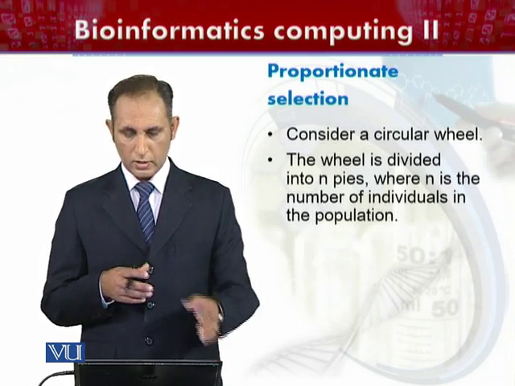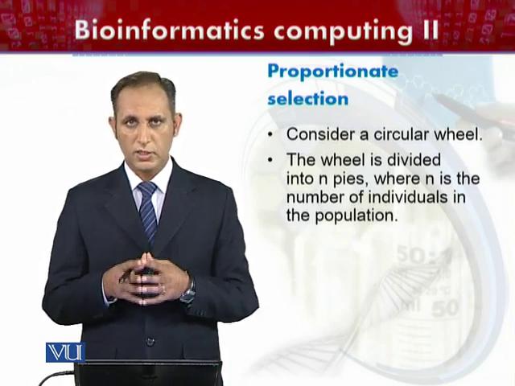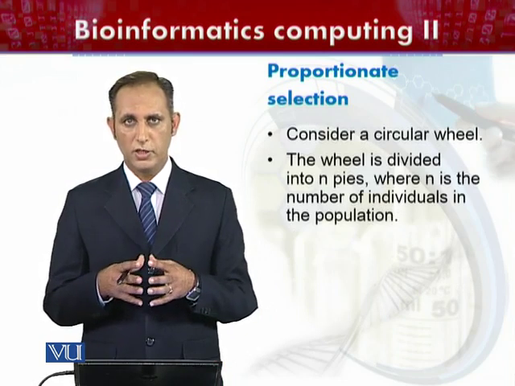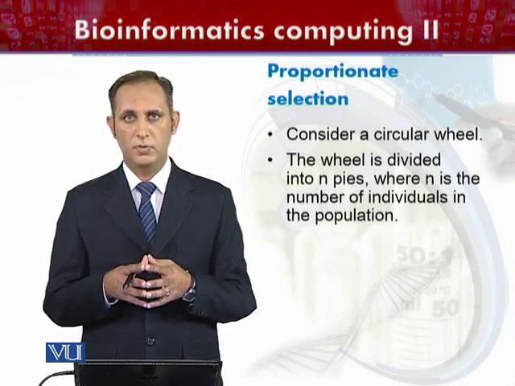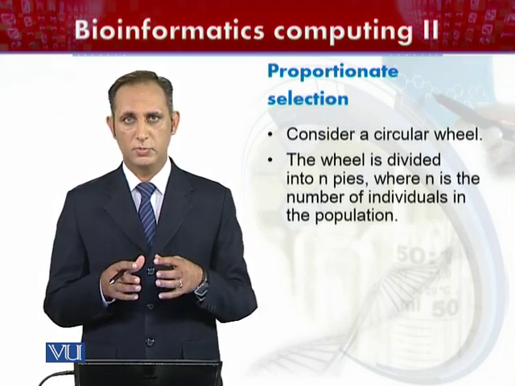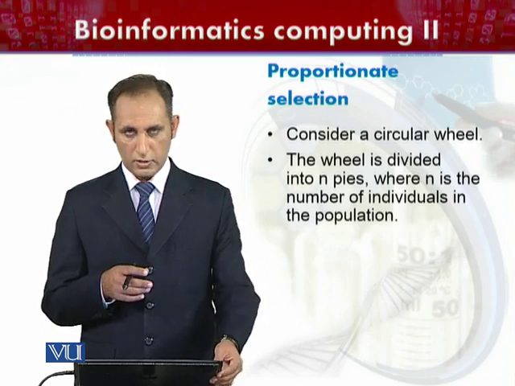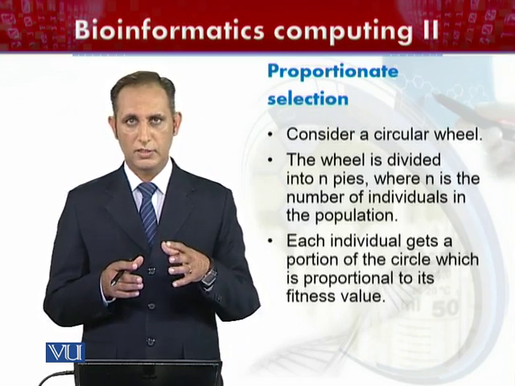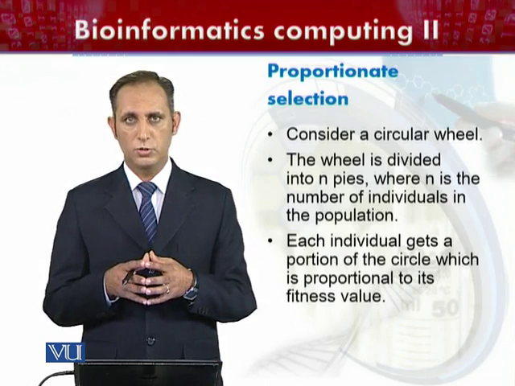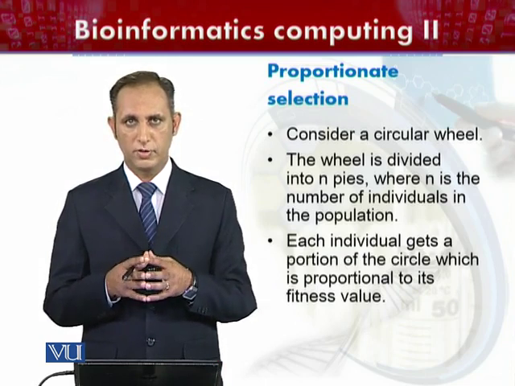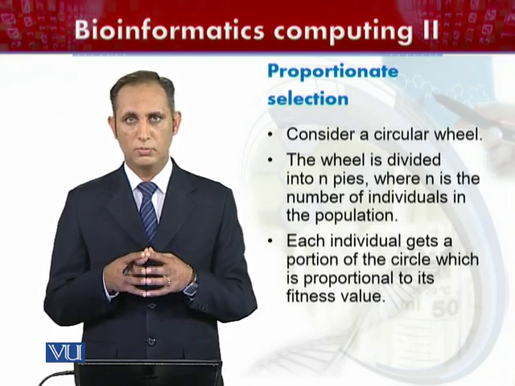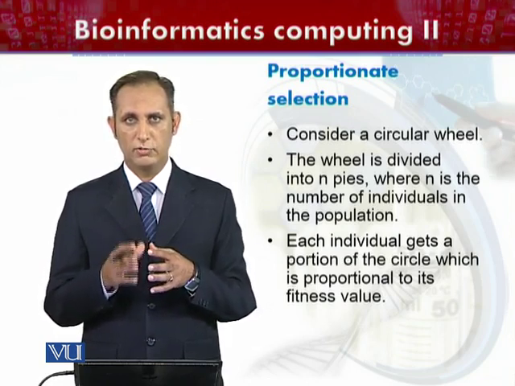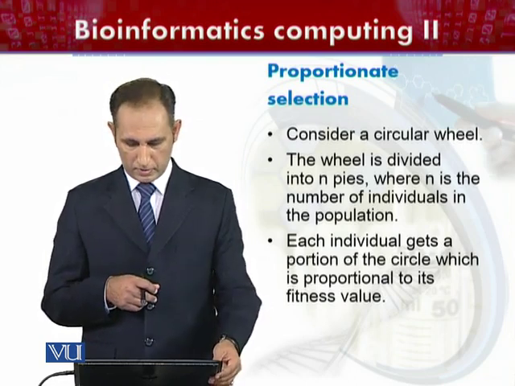We can consider a wheel-like structure, and that wheel-like structure is divided into n pies, where n is the number of individuals in that specific population, and each individual finds its place on that wheel, proportional to its fitness score. So the higher the fitness score, the larger the portion that individual will have on that specific wheel.